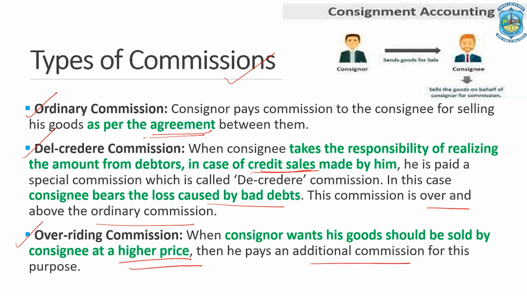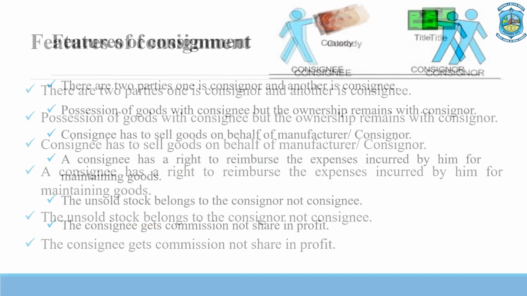So we have understood ordinary commission means the normal commission, the percentage is paid as per the agreement. Then there is Del-credere commission. Del-credere commission is paid to the consignee when he makes credit sales, when he is taking the responsibility of collecting the money from the debtors, and when he is bearing the losses caused due to bad debts. And the third is overriding commission. When the consignee is selling the goods at higher prices, he is charging an extra amount, and that is known as overriding commission.